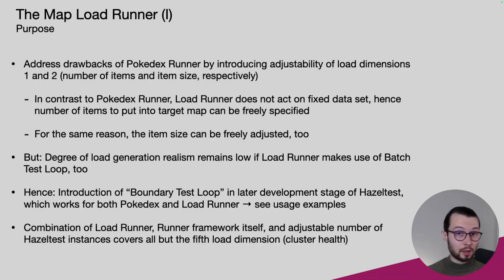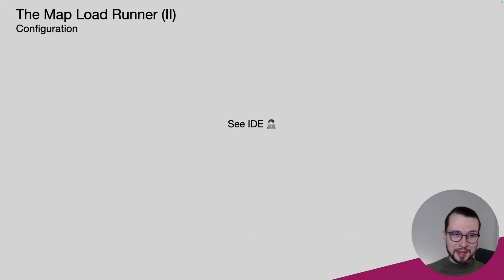Although when we take a look at the IDE in the next step, I will very shortly mention it. And that's our bridge to the configuration of the map load runner. Short disclaimer before we actually make that jump into the IDE. You'll be presented with a YAML file, well, two YAML files, in fact. And you'll see in there that the map load runner has lots and lots of properties to be configured.